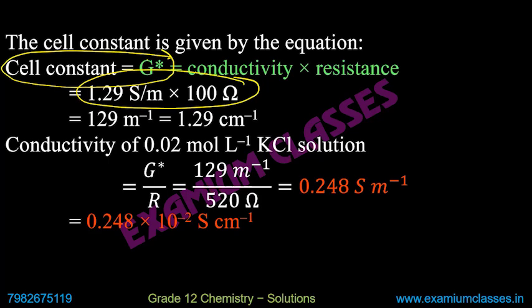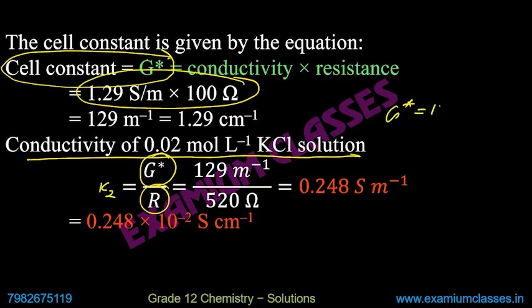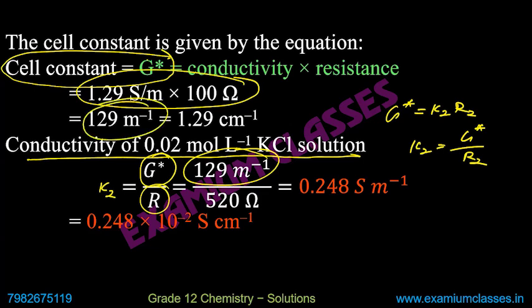So we have converted it into 1.29 per centimeter. Then conductivity of 0.02 M KCl solution, it will be G star by R. G star will be kappa 2 R2. From here, kappa 2 equals to G star divided by R2. G star will remain same, 129 per meter, divided by R2, 520, you get the answer.